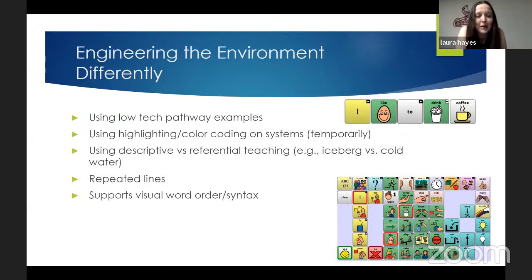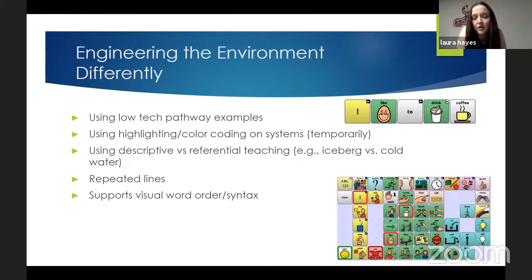Also think about using repetition and repeated lines, because you're going to get more feedback. They're going to be able to have peer models. That's where predictable chart writing comes in. Everyone has the same sentence starter. So I like, I read, I want, I can. Those are all really important because you're going to get that repeated line and repeated exposure. And then supports for visual word order and syntax. Some of that is built into some of our speech generating devices, but think about it when you're building low-tech supports and writing activities, to keep that consistency.